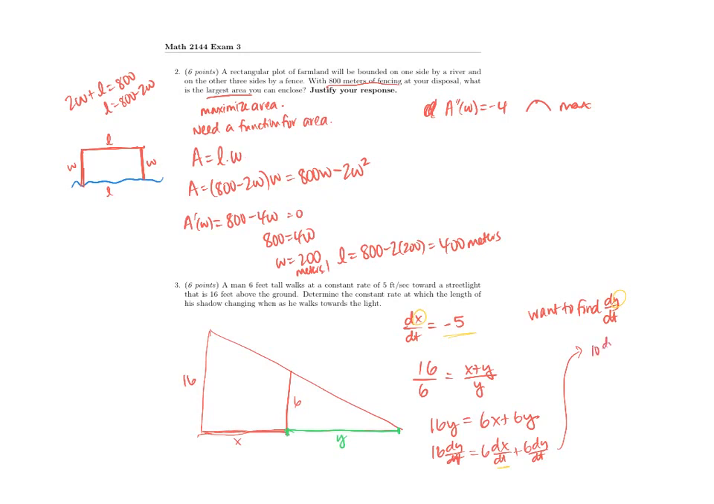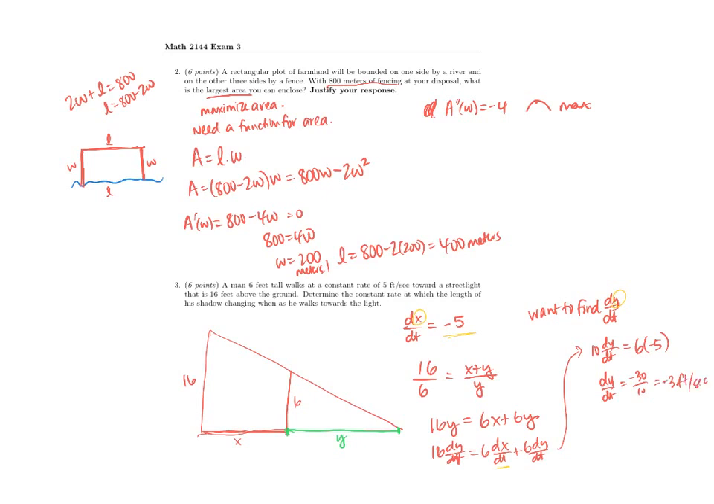So I get 10 dy/dt is equal to 6 times -5, which is -30. And I can divide that by 10, so I get dy/dt is equal to -30 over 10, which is -3. And the units for that are feet per second.